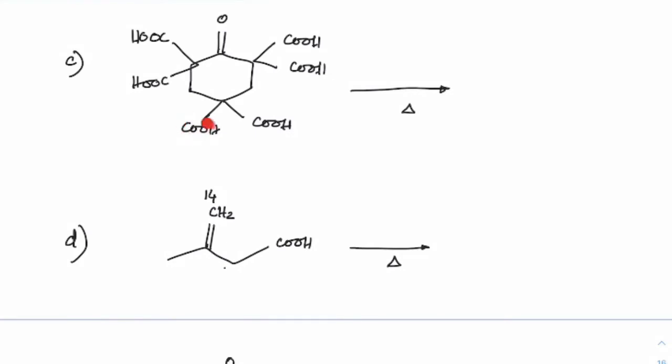With respect to this COOH, this is beta, so I'll remove that. With respect to this COOH, this is beta, I will remove that. With respect to this COOH, this is beta, I'll remove that. So 3 moles have come anyway.